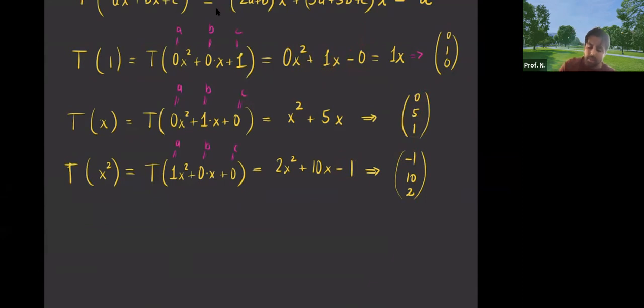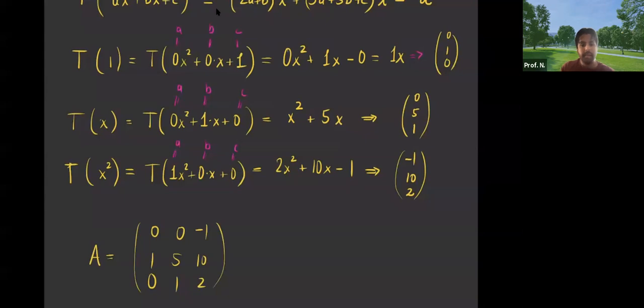And so then what would be the matrix associated with T? It would be 0, 1, 0, 0, 5, 1, and negative 1, 10, 2. And then all you have to do is find what A inverse is, which would be applying the inversion algorithm to find A inverse. Once you find A inverse, then you would find what T inverse would be. I think we went a little bit over time, and we'll continue this on Monday.